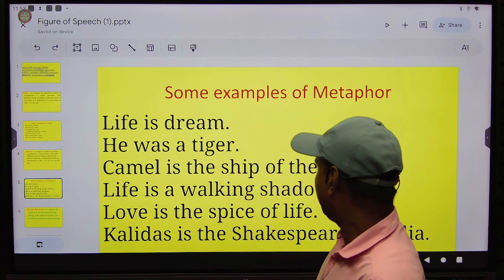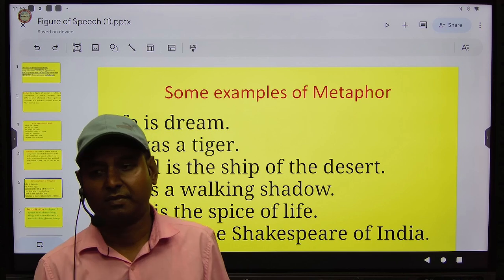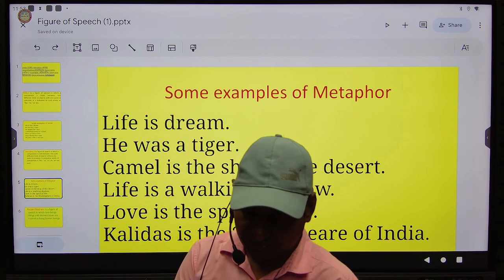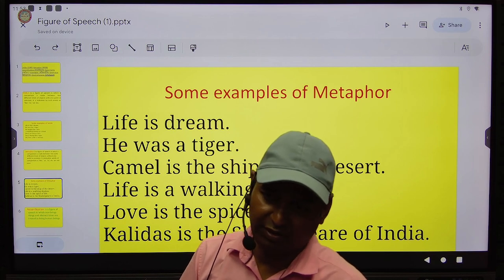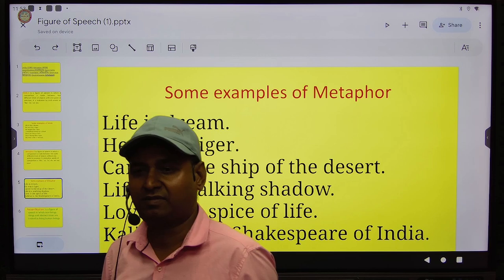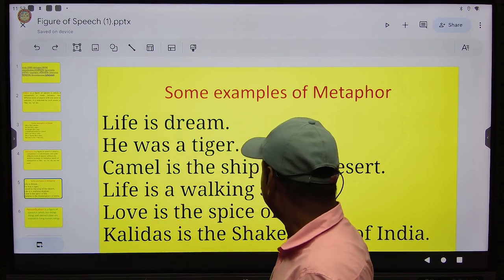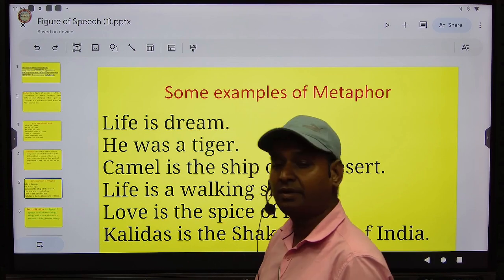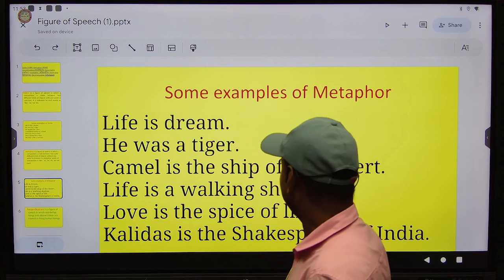metaphor. Love is the spice of life. Love has been called spice of life. It is not said that love is like spice of life. Love is spice of life. So this is an example of metaphor.